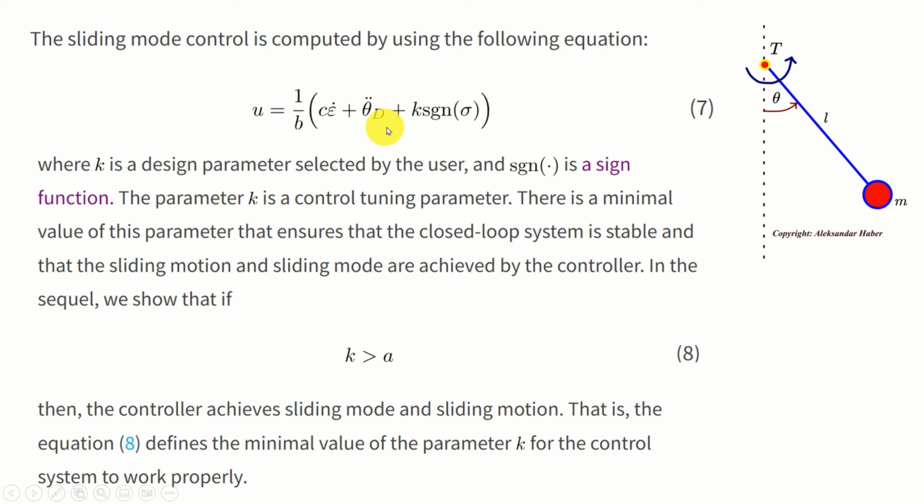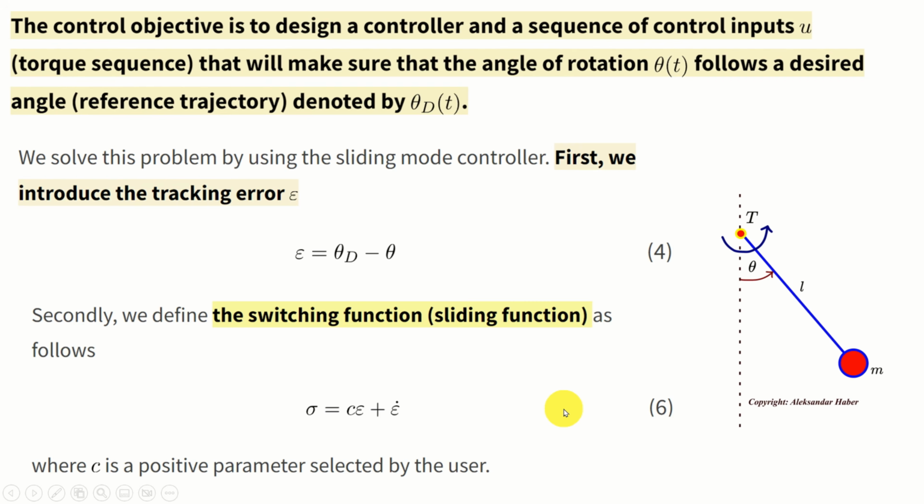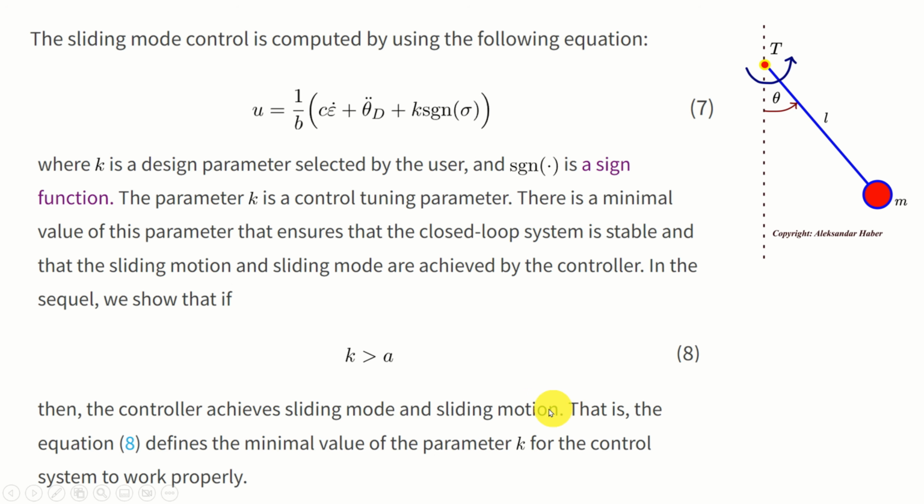As mentioned previously, the parameter k is a control tuning parameter. In fact, there is a minimal value of this parameter that ensures that the closed-loop system is stable and that the sliding motion and the sliding mode are achieved by the controller. In the sequel, we will show that if k is greater than a, where a is the model parameter introduced over here, then the controller achieves sliding mode and sliding motion.